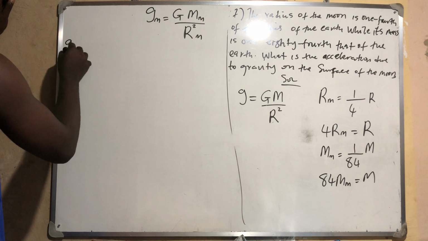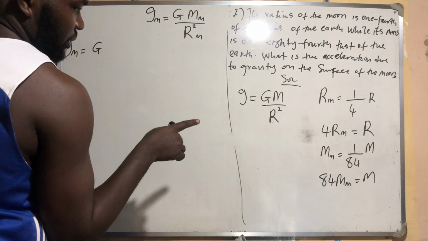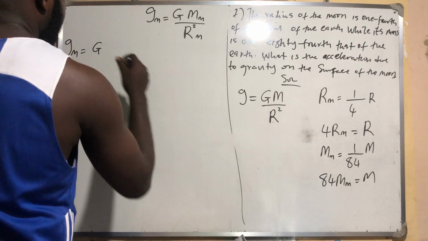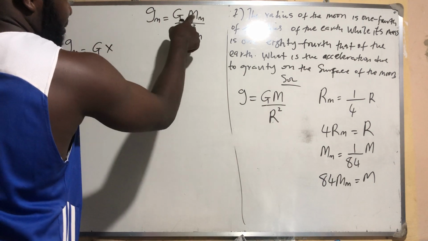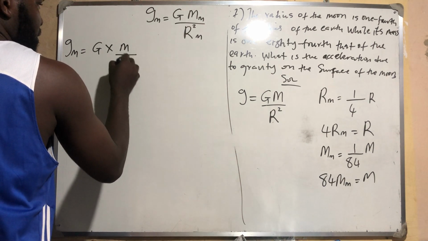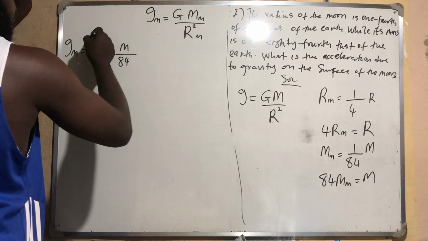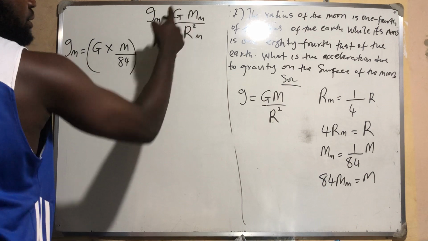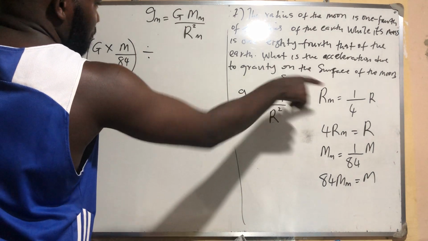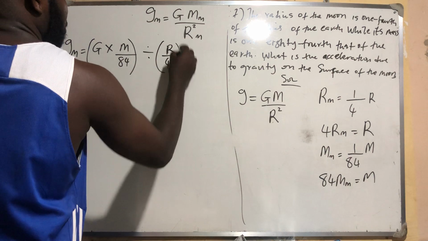So g of the moon will now be what? My mass of the moon is M over 84, where M is the mass of the Earth. Now we divide here. Divided by the radius of this one, the radius of the moon is 1/4, so I have r/4 all squared.